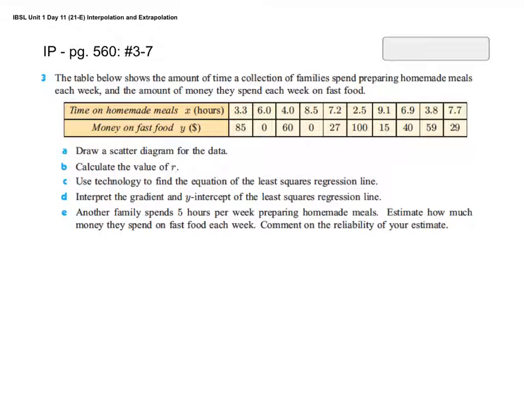So we collect a number of data points from a number of families over the course of a week. So I'm going to have you go ahead, do your scatter diagram on your calculator, calculate R, okay? Find the equation of the least squares regression. Remember, if you save it as L1 when you're doing your correlation, it'll be there for you, okay? But then parts D and E are really the parts I want you to make sure that you take some time to think about, okay?